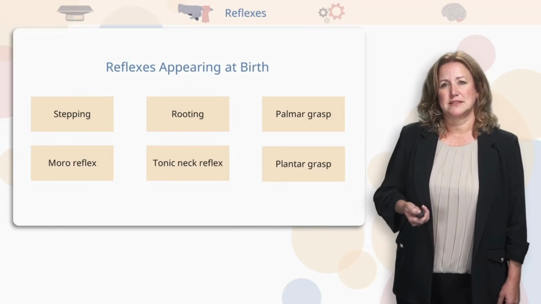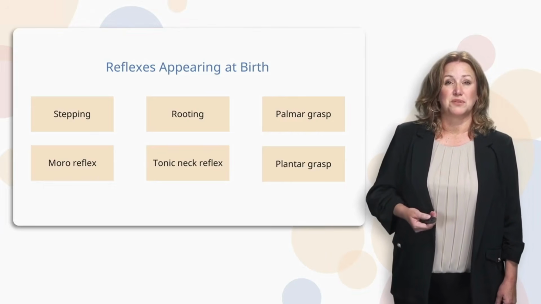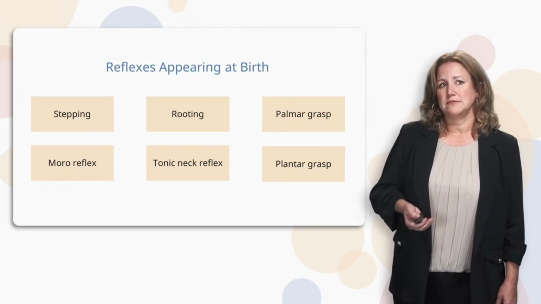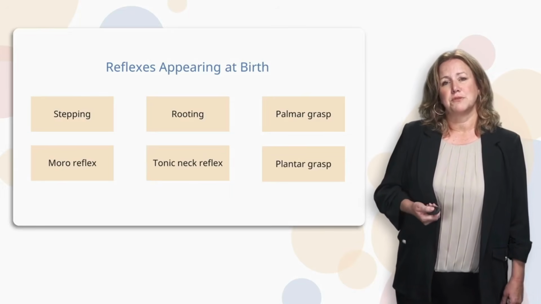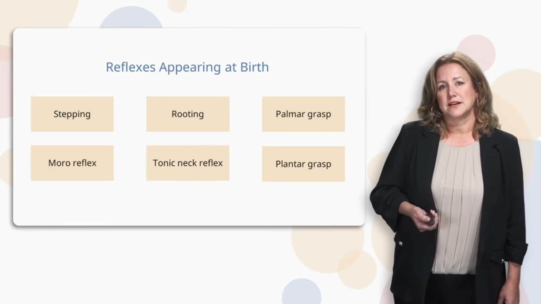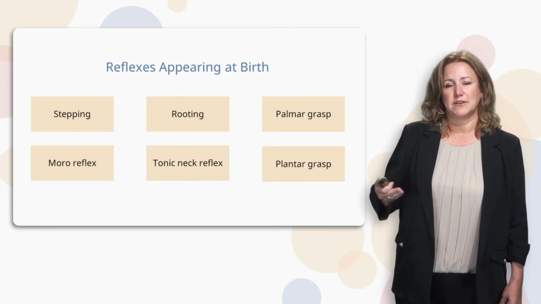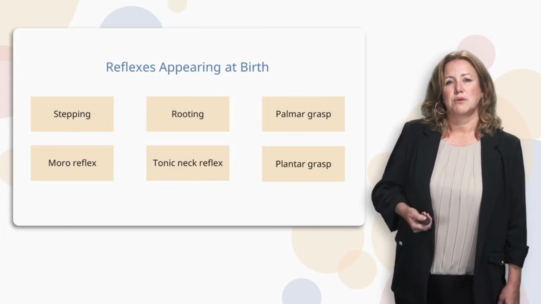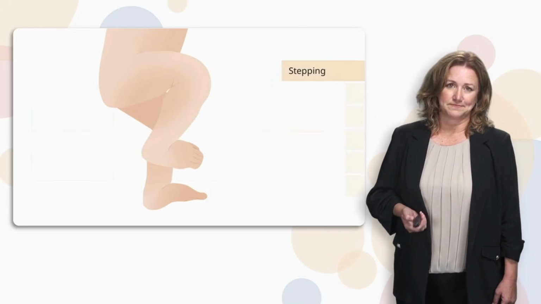Think about reflexes like survival mechanisms, and that's the same case whether you're an adult or an infant. In adulthood, actually throughout life, we have a cough reflex and a gag reflex, both of which prevent us from choking and can save our life. There are other reflexes that appear at birth, and then they fade away eventually throughout that first year. And we're going to go over the major ones. Let's start with the stepping reflex.